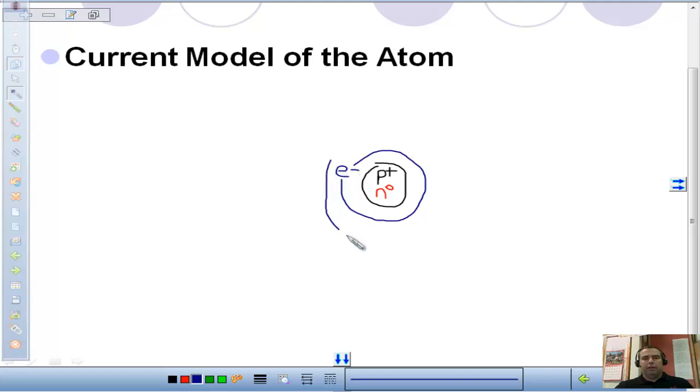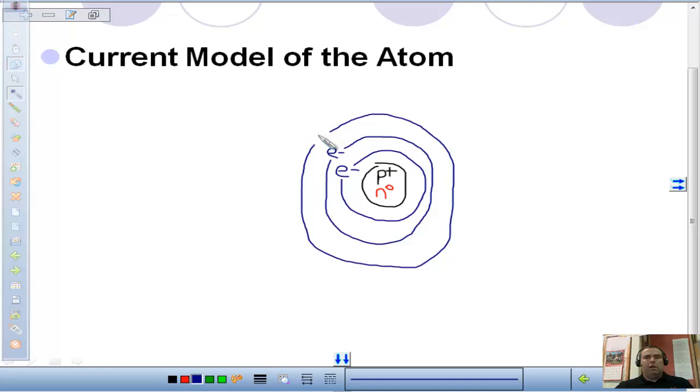Now, this is where the difference between the current model and Niels Bohr's model comes into play. There's a ring there. Here is a ring here. And I'm not going to draw all of them. I'll just go ahead and draw one more. Okay. So you have your electrons on the outside in these different energy levels. Or we could also call them orbitals. So again, electrons are on the outside in energy levels.